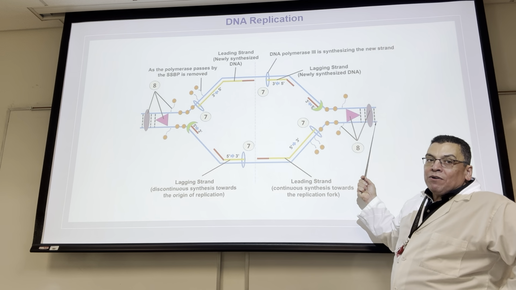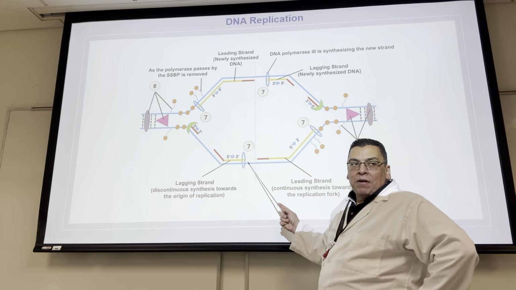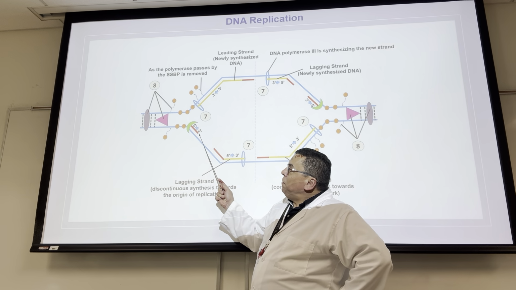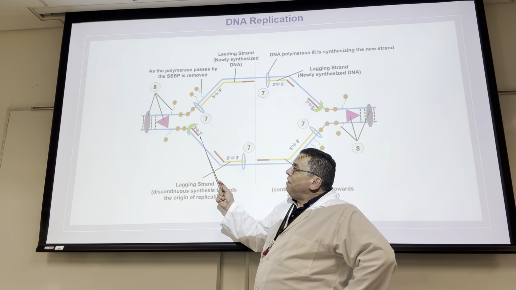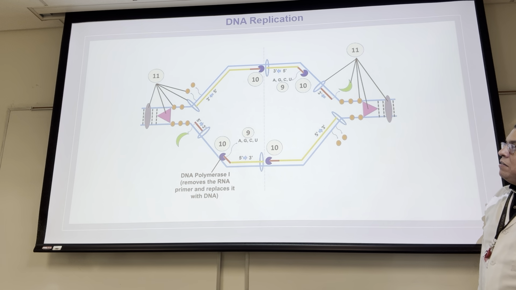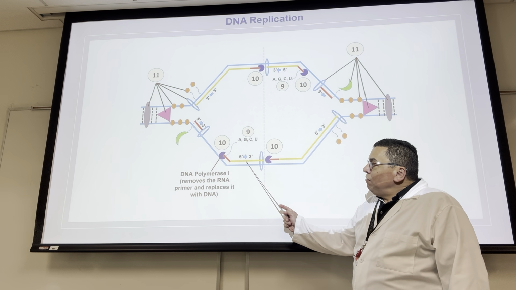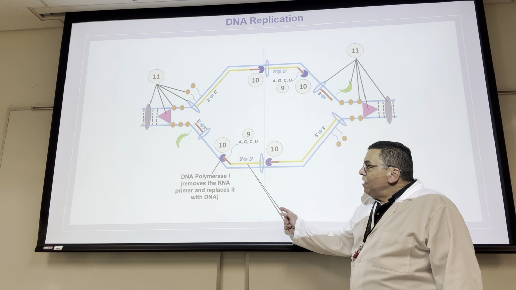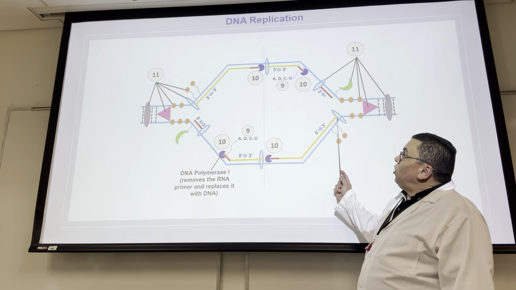Meanwhile, this strand is being made in pieces. What's the name of the pieces? Okazaki fragments. Here's one piece of Okazaki fragment, and we're about to build the next piece right here. Let's see. There it is. This Okazaki fragment is done. And this piece is still going.